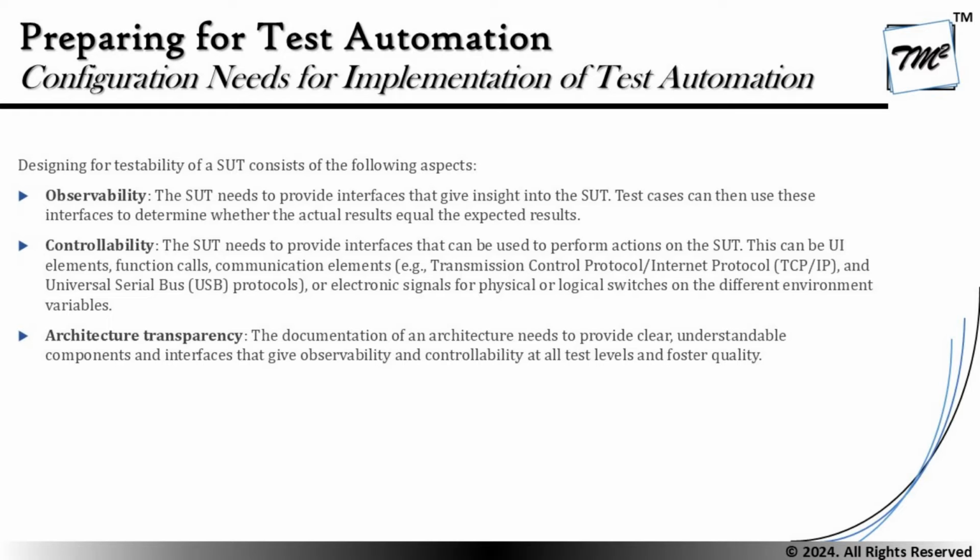And here we are going to deep dive into these keywords: what is observability, controllability, and architecture transparency. So designing for testability of a SUT consists of the following aspects. Number one, observability. Here, observability simply means the SUT needs to provide interfaces that give insight into the SUT, whereas test cases can then use these interfaces to determine whether the actual results equal the expected.